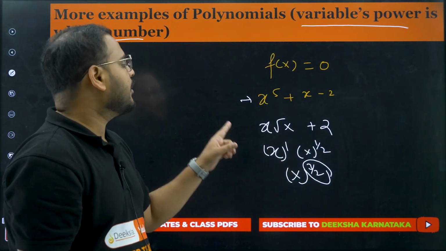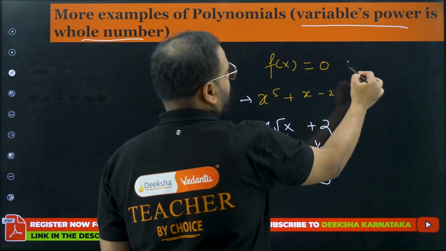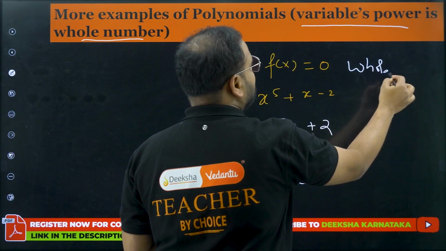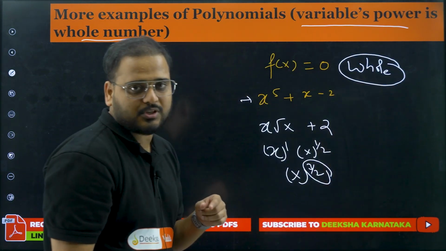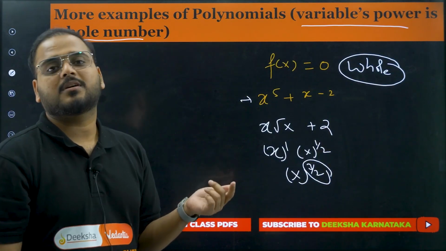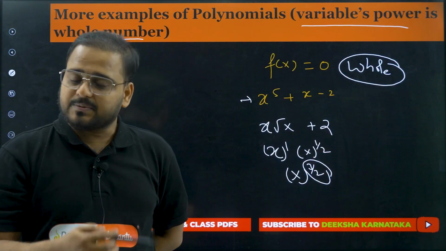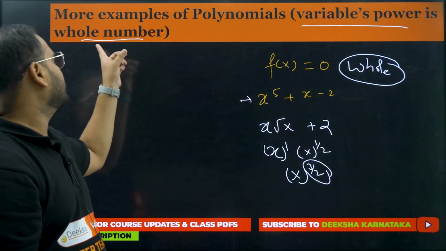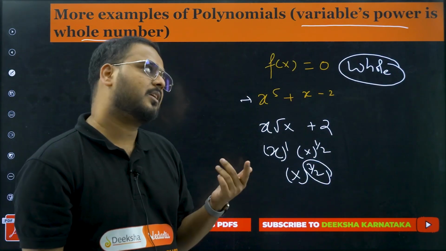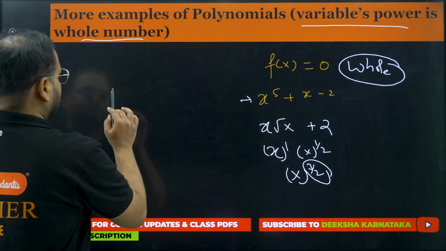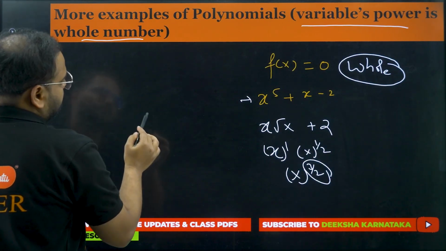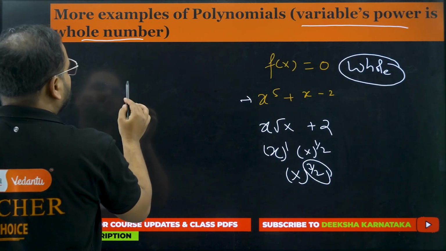You can't have a rational number for that. It has to be always what? A whole number. So if they ask a question to check whether the given expression is a polynomial or not, you have to check what? Check for the whole number powers. If it is there, good, sir. For example, this. You can take more examples like this.